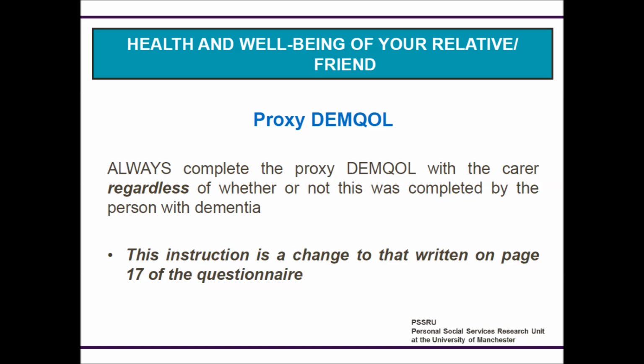This measure assesses the quality of life of the person with dementia from the point of view of the carer. Even if the DEMQual was completed in questionnaire A with the person with dementia, the proxy version with the carer should always be completed. This instruction represents a change to the written instruction on page 17. This measure may also be self-completed.